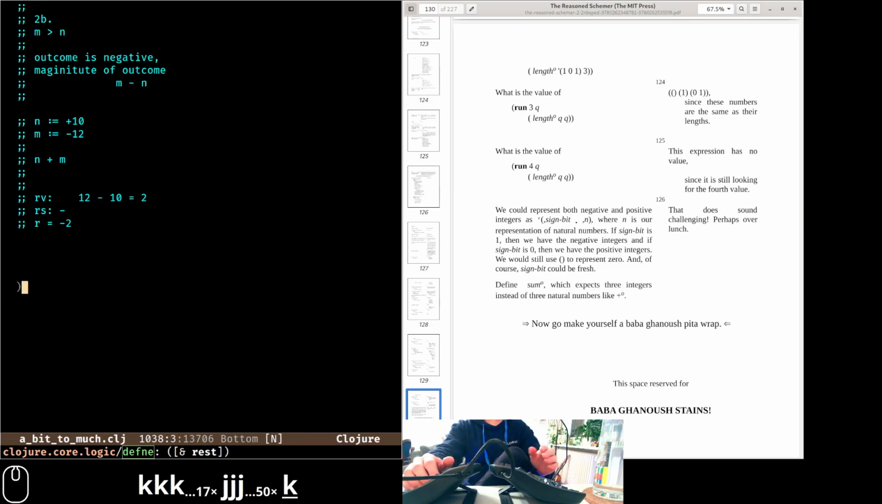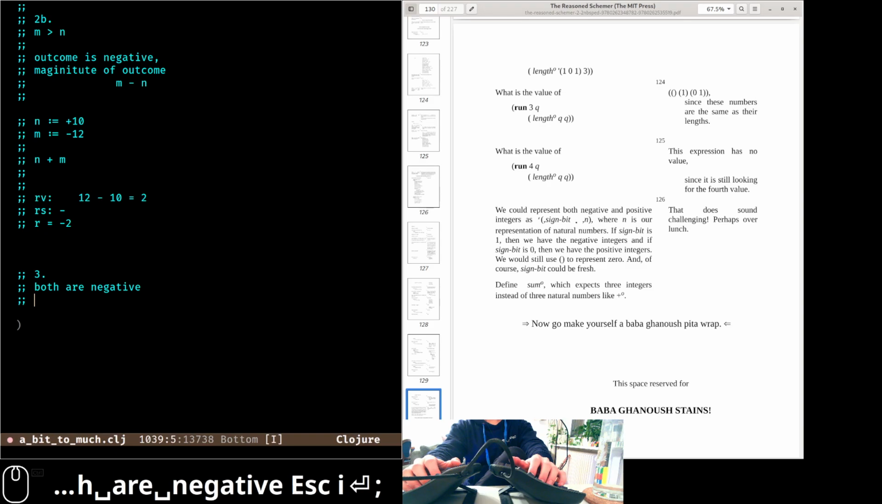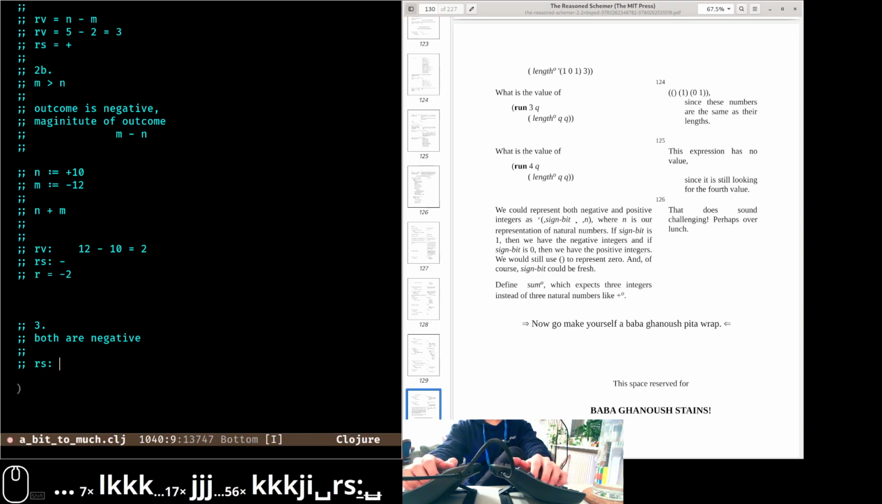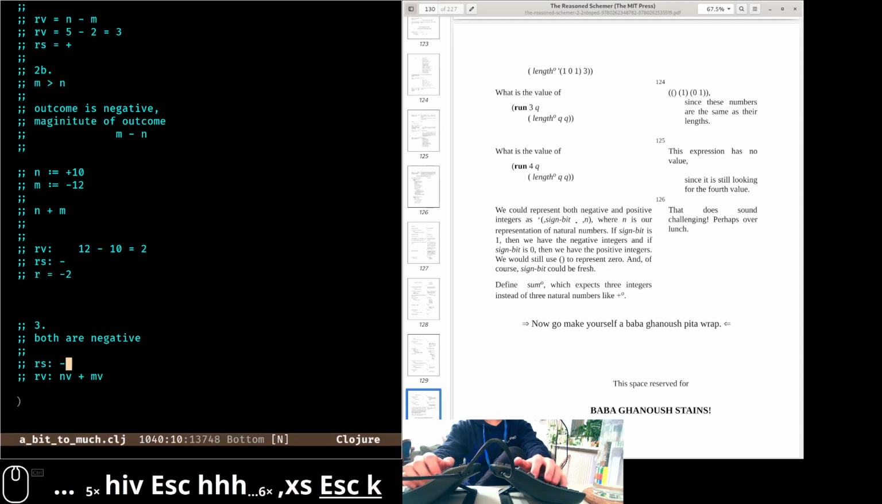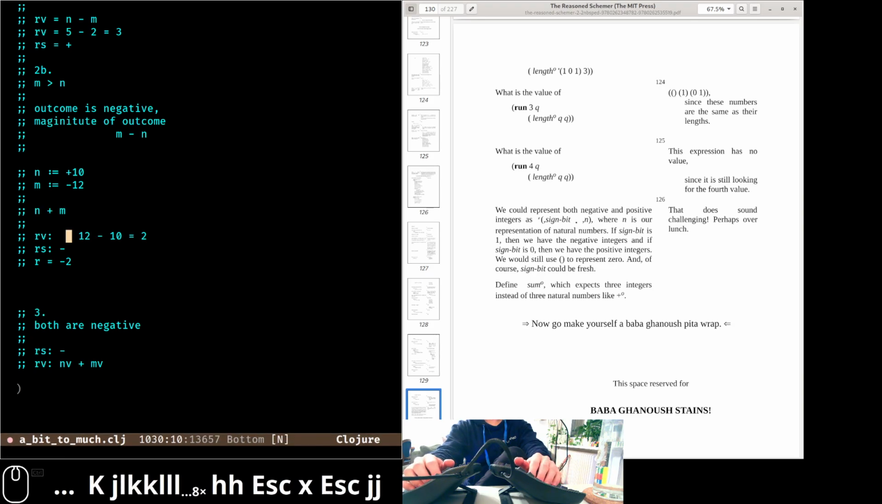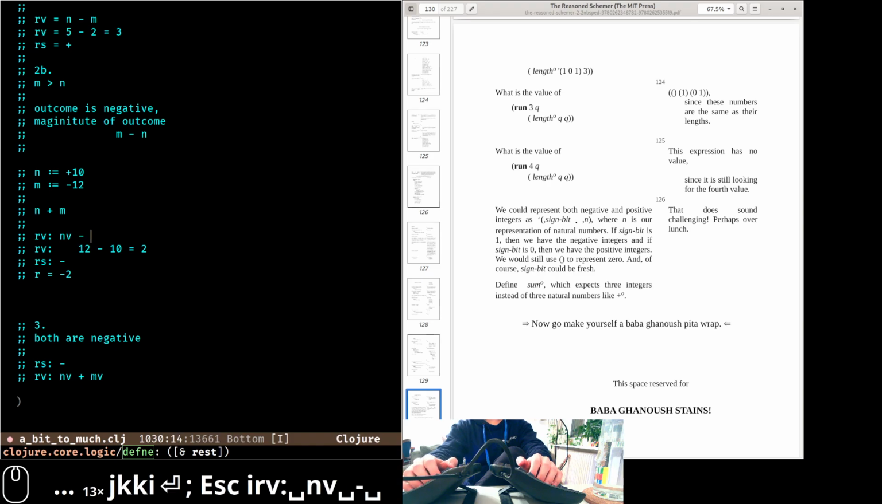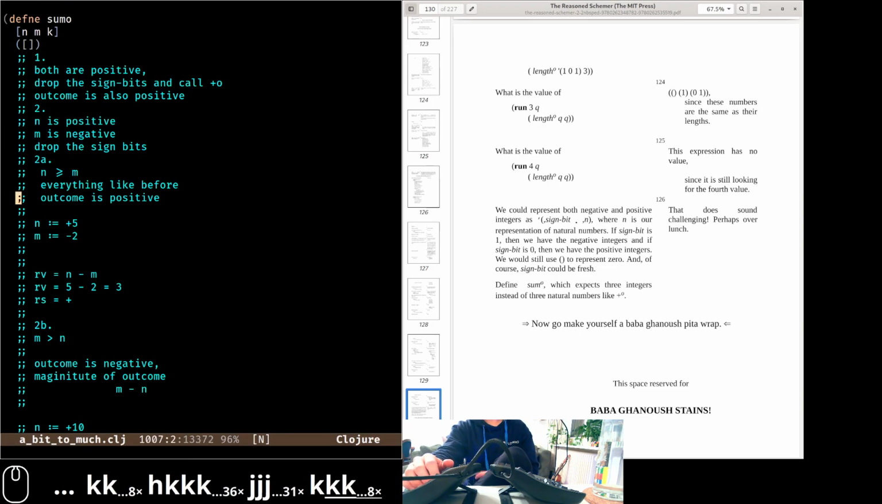Both are positive, and then there's the third general case where both are negative, and this is basically easy. It just means that rs is negative and rv equal to n plus m values. We call this values here. N plus m is, r value is n value minus m value. The other way around, exactly. And that's the hard part. Differentiate these 2 cases is the hard part.